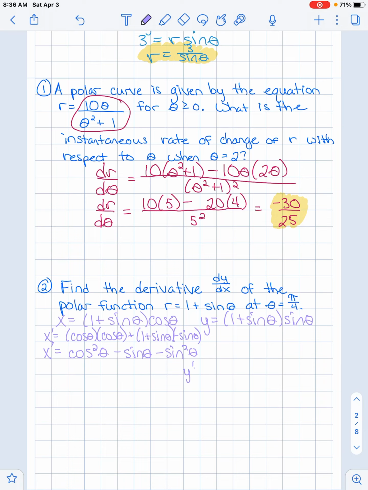Okay, now I'm going to find y prime. I'm going to move it down here so I've got more space. Y prime, the derivative of 1 plus sine theta is cosine theta times sine theta unchanged, plus 1 plus sine theta times the derivative of sine theta, which is cosine theta. Okay, if I multiply things through here, I get cosine times sine, and then plus cosine theta, and then plus cosine times sine. So if I simplify this even more, that's 2 of these.